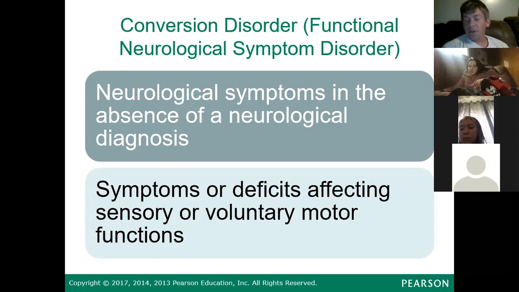So onto conversion disorders. These are functional neurological symptom disorders. So the neurological symptoms are in the absence of a neurological diagnosis. The symptoms or deficits affect sensory or voluntary motor functions. What you see with these people is, this would be the fibromyalgia. You have the symptoms, but there's no way to detect it. They feel pain, but when they look at the nerves, there's no nerve activity. There's no nervous system activity.